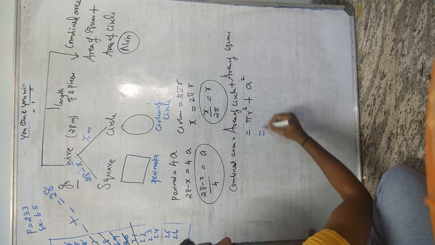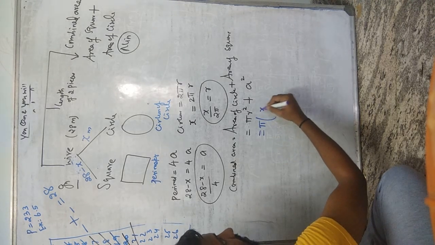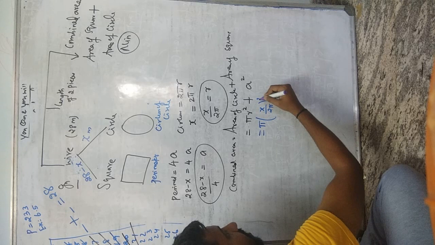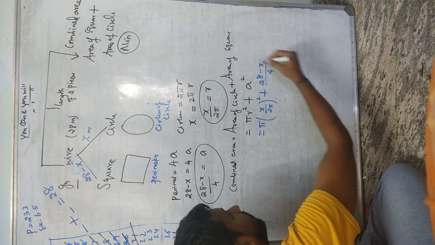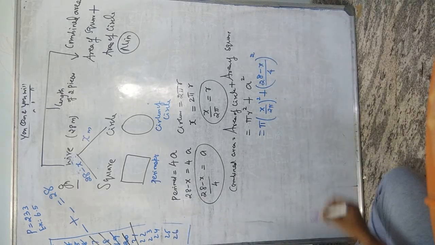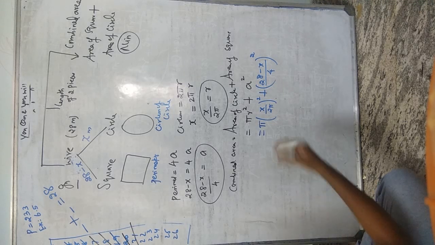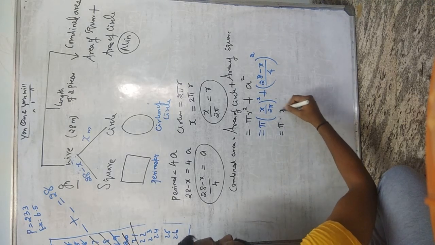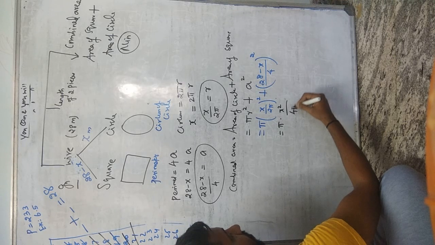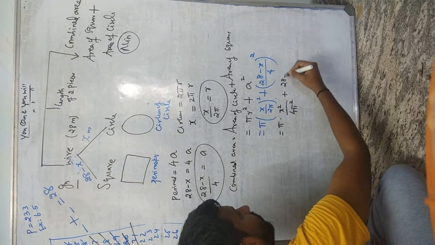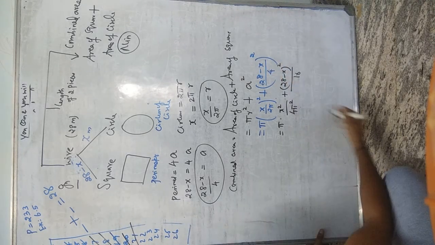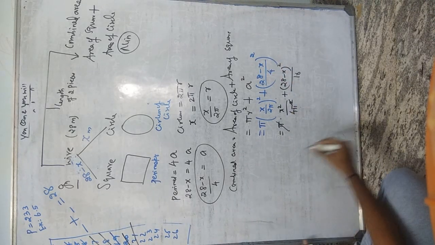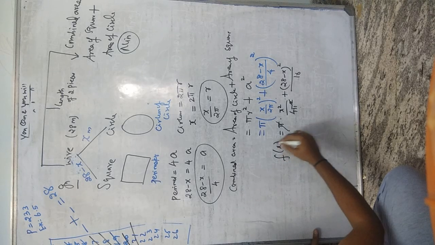So pi into, in place of r, x upon 2 pi whole square, and for a square, 28 minus x upon 4 whole square. Simplify further. You get pi into x square upon 4 pi square, and this one, 28 minus x the whole square upon 16. I cancel it. So this is your f of x.